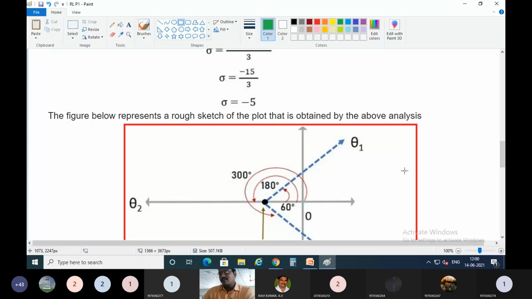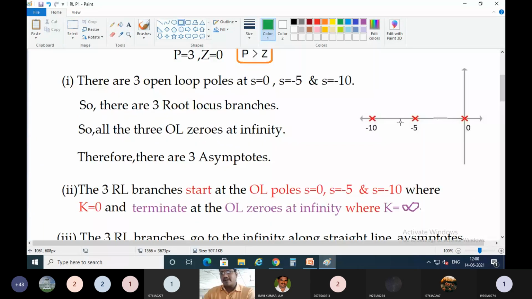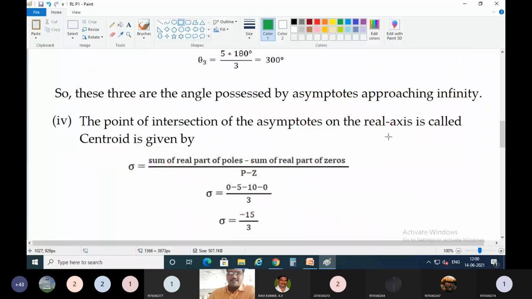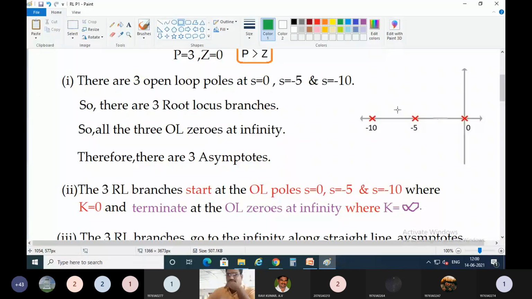Here, if I take minus 2.113 and minus 7.88, two breakaway points you are getting. In between minus 5 to minus 10, is there any real axis? Is there any root locus? Anyone? In between minus 5 and minus 10, is there any root locus?